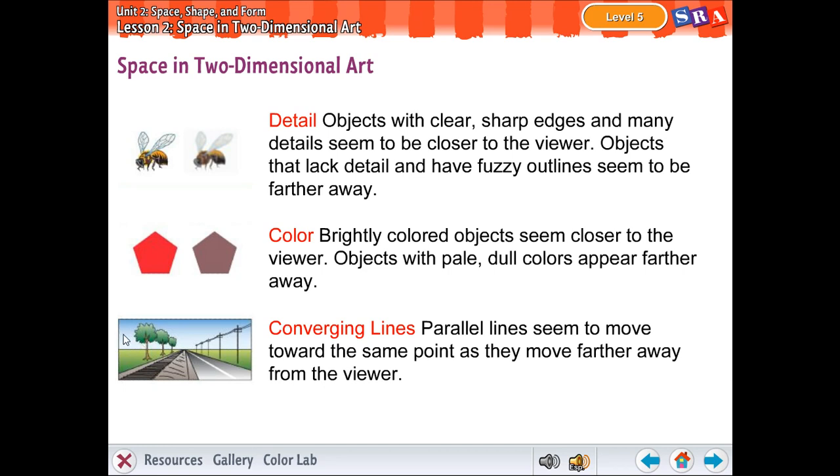The objects that are closer up are bigger, and as they get further, it gets smaller. Same thing with the telephone pole. They put one here, and they made sure to get smaller, smaller, smaller, so it appears that everything is converging. That's the word, converging.